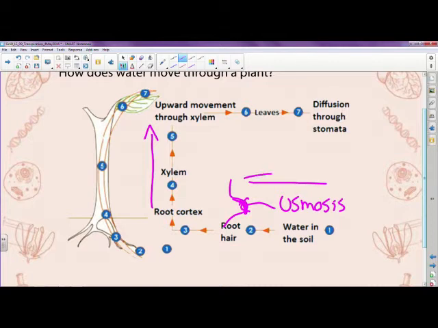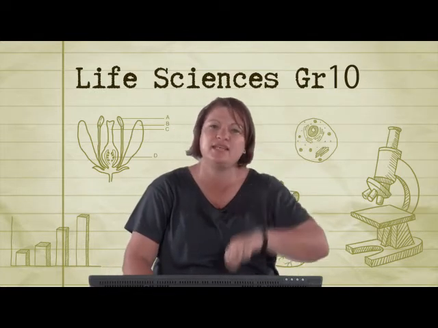So we've gone into the root, traveled through all the cells of the root, and got to the xylem. When I get to the xylem, what am I aiming for? I'm going up to the leaf. So this is the new part. How on earth is water going to defy gravity and go up to the leaf? When it gets to the leaf, what do I need that water for?